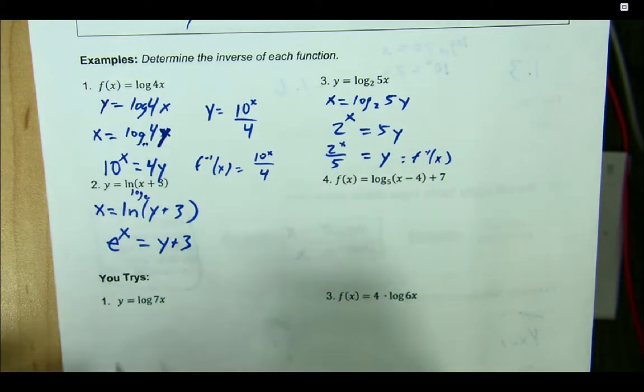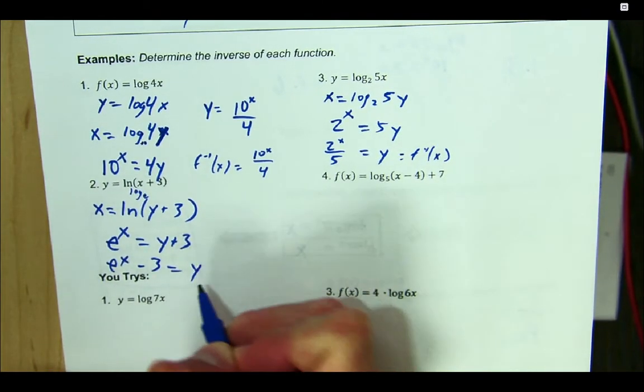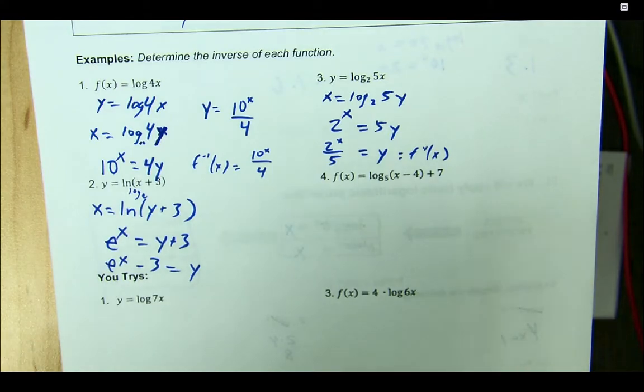All right, and then to get rid of a plus 3, you subtract 3. And once again, if you put this into your calculator, natural log of x plus 3, and then e to the x minus 3, you will see that they are inverses of each other. They do have that y equals x line of reflection.